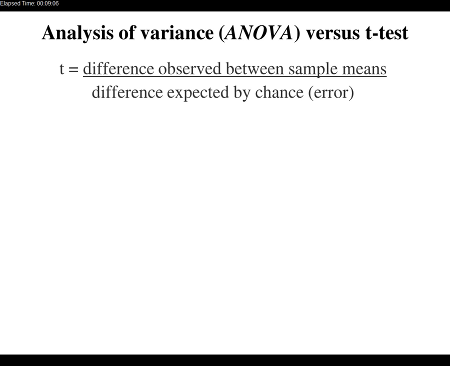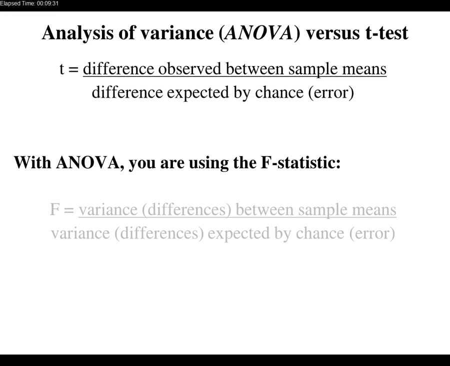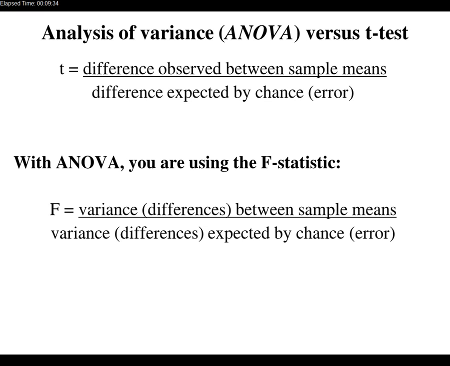And this is the formula for the t-test. If you recall, t equaled the difference observed between sample means divided by the difference expected by chance. Okay, you didn't have to do that. That was done in SPSS, but that's what SPSS was doing to figure out the t. With ANOVA, we're using the F statistic rather than the t statistic. Okay, and if you look up on top, the t again was the difference observed between sample means divided by the difference expected by chance.